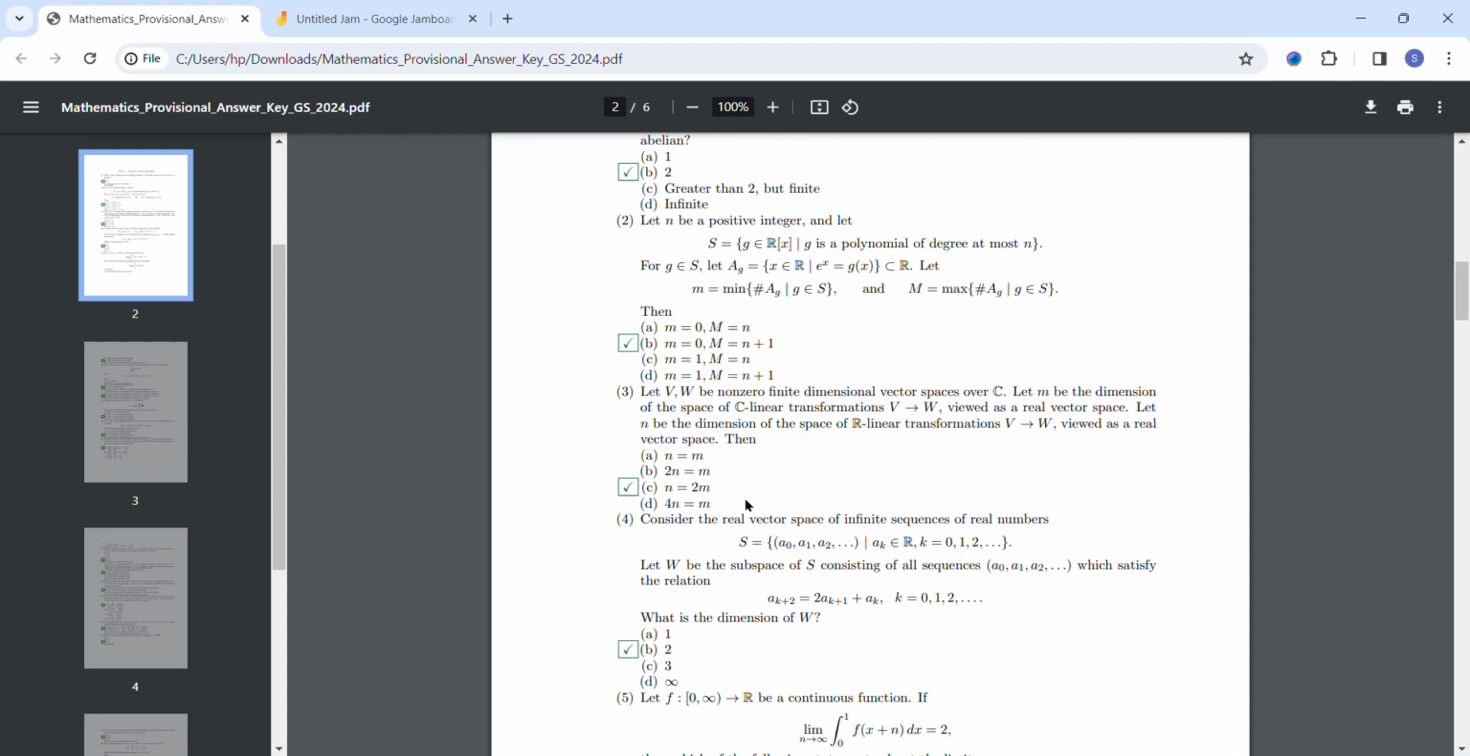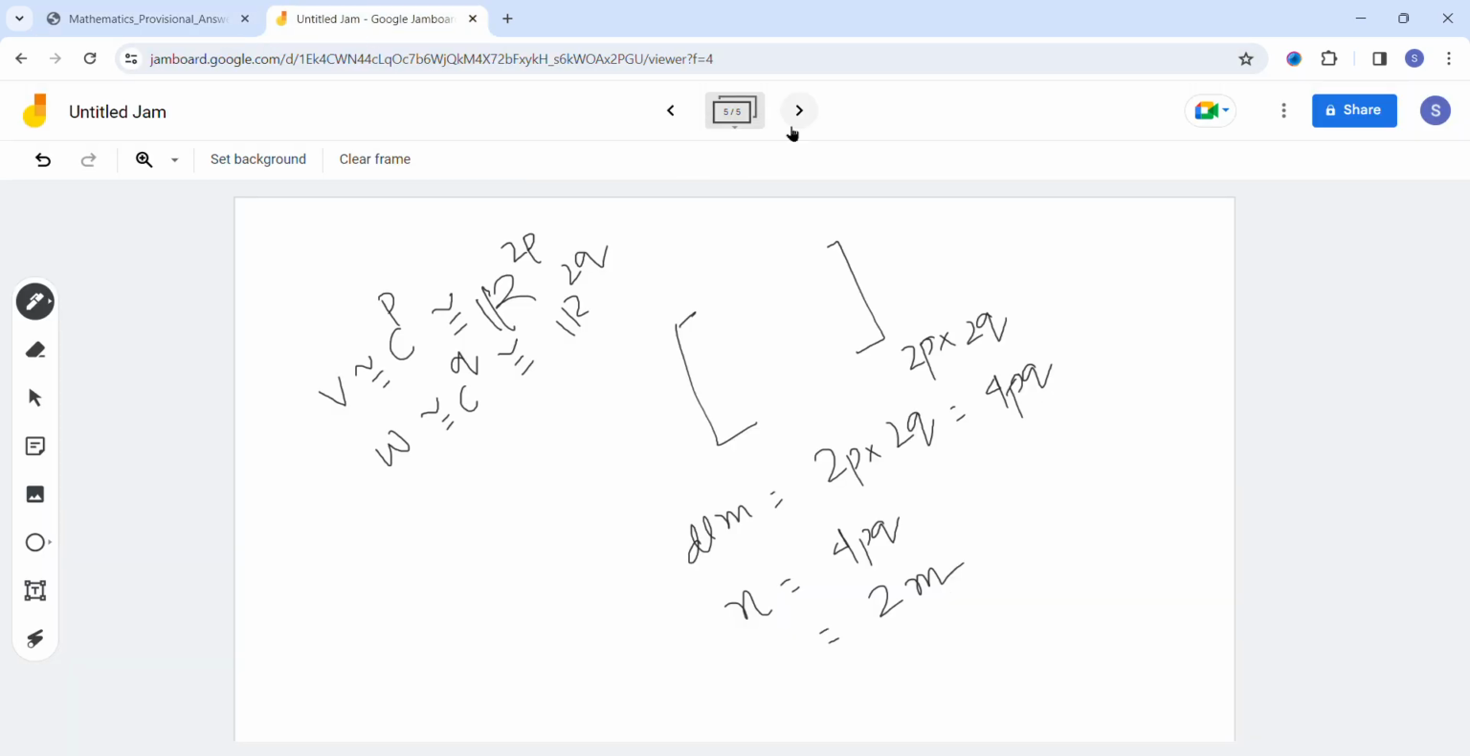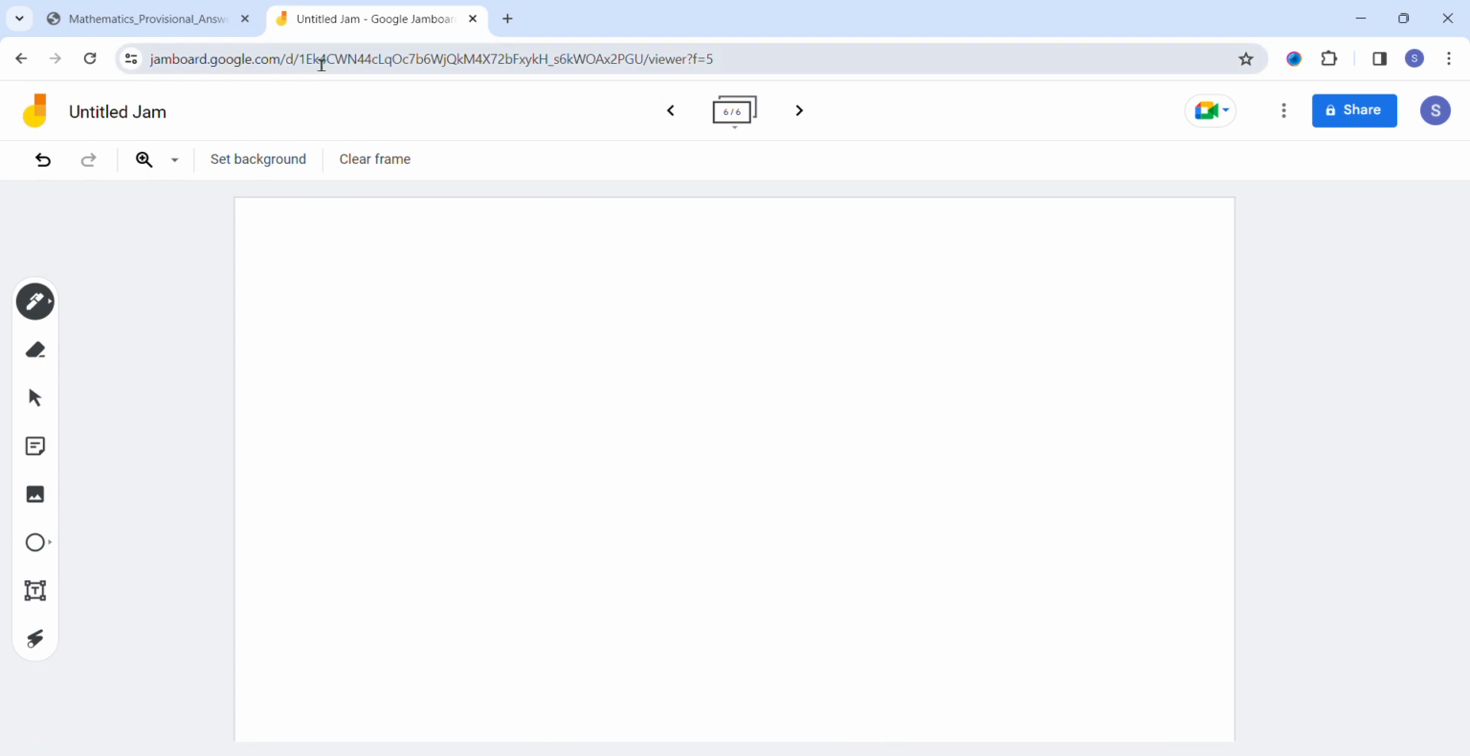Then when you are considering it over R, this becomes R to the power 2p, because for each component of C you will have two dimensions, because C is isomorphic to R2, right? So that is what you have to do. So in this problem, I think many students made silly mistakes. It's not difficult, but it's a good problem. Now come to problem number 4.